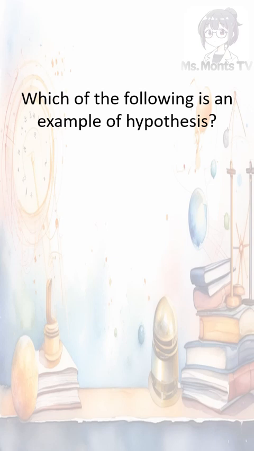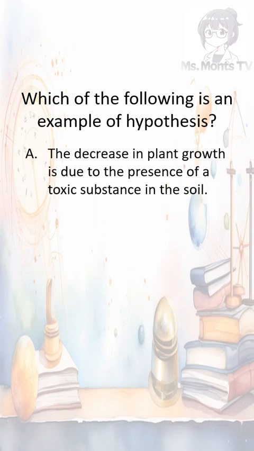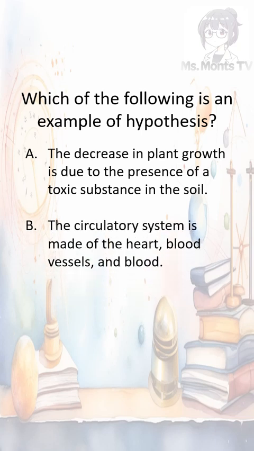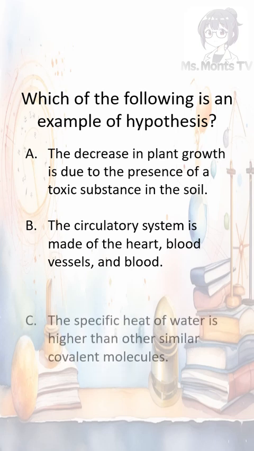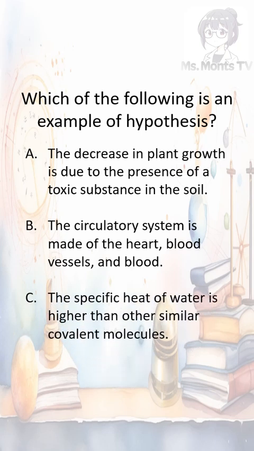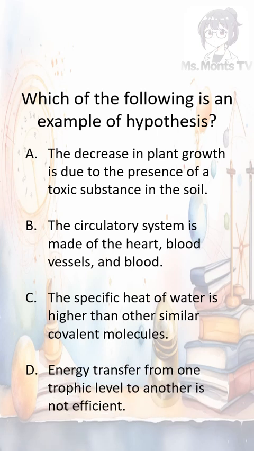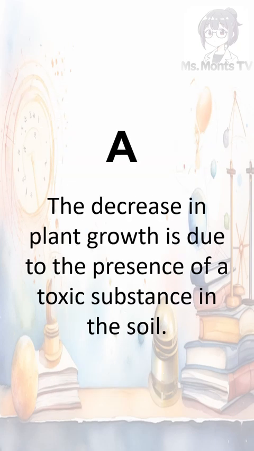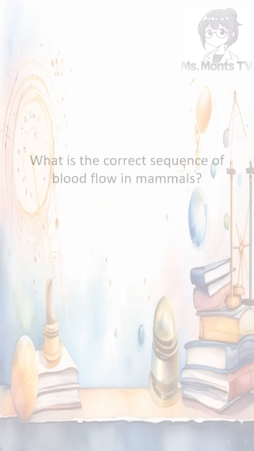Which of the following is an example of a hypothesis? A. The decrease in plant growth is due to the presence of toxic substance in the soil. B. The circulatory system is made of the heart, blood, and blood vessels. C. The specific heat of water is higher than other similar covalent molecules. D. Energy transfer from one trophic level to another is not efficient. A. The decrease in plant growth is due to the presence of toxic substance in the soil.